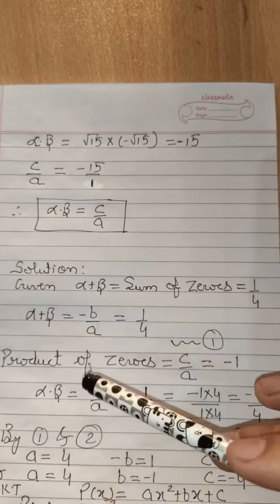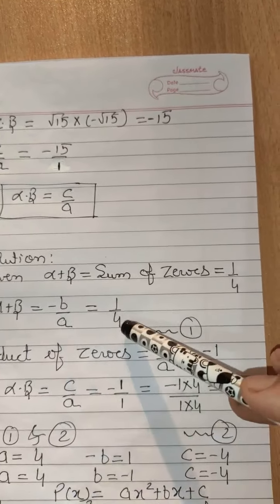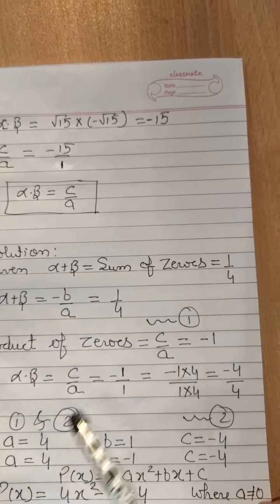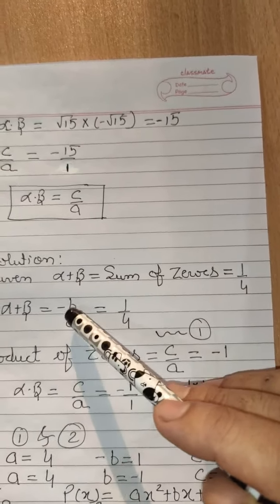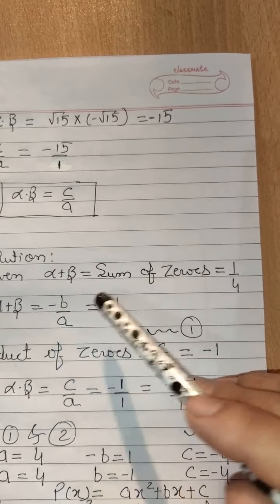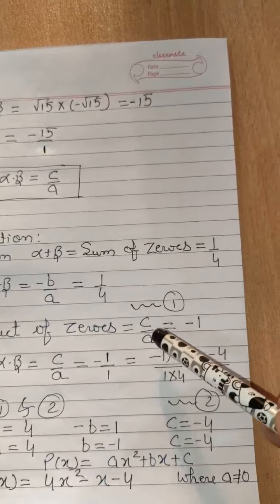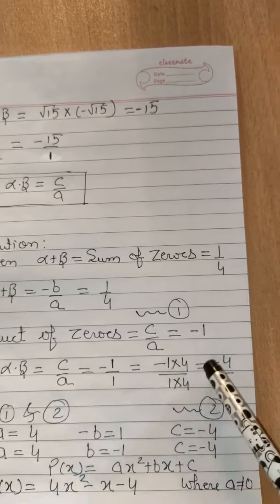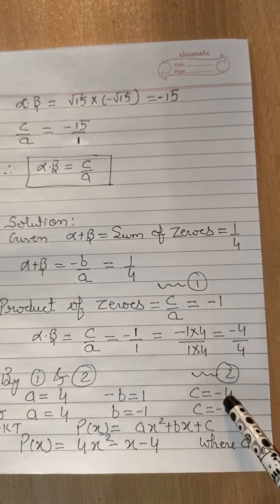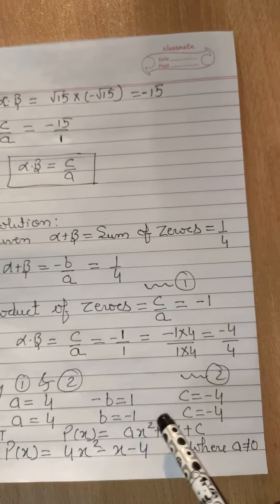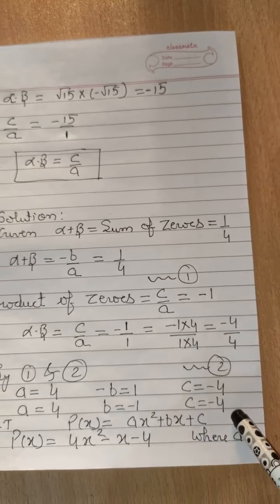In the sum of zeros and product of zeros, as you compare the A value, you will get it the same. What is the value of A? A is equal to 4. Here, what is the value in the numerator? They are equal, so the numerator values will also be equal. Minus B is equal to 1. For the product of zeros, as you compare, C is equal to minus 4. Now A is equal to 4, minus B is equal to 1, so B is equal to minus 1. Here C is equal to minus 4.